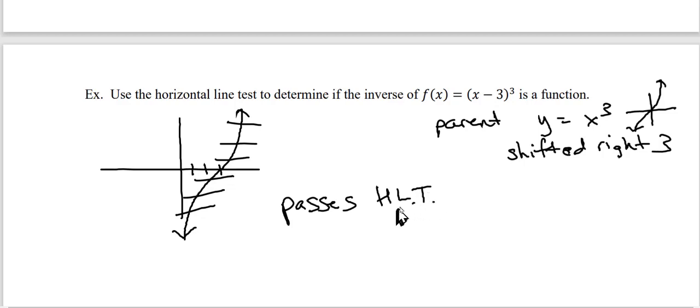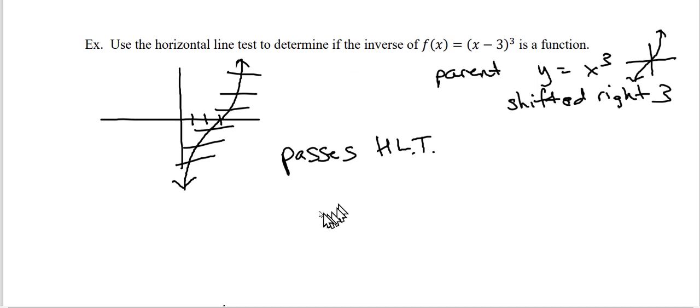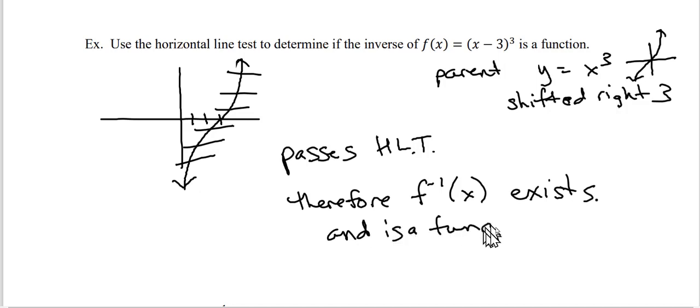This is a function that we would call 1-to-1 because no matter what x value you pick, you get one y value. No matter what y value you pick, there's only one x that corresponds to it. So it passes the horizontal line test. Therefore, f inverse of x exists, and is a function. I wouldn't use that notation if it wasn't. Just wanted to be clear that we are answering that question, whether it's a function.